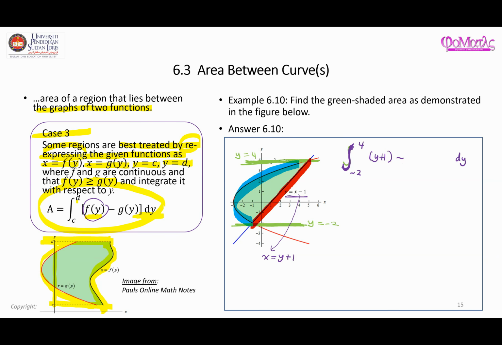This function is given as y squared is equal to 2x plus 6. So we need to rewrite this so that x becomes the subject. Therefore, 2x is equal to y squared minus 6, and so x is just y squared over 2 minus 3. So that is your g(y): y squared over 2 minus 3.